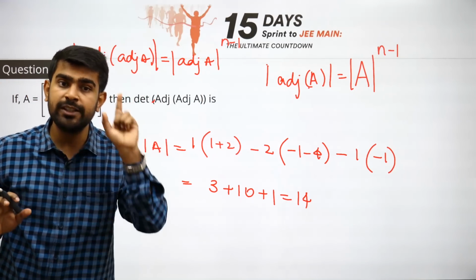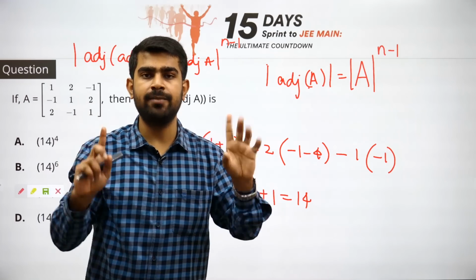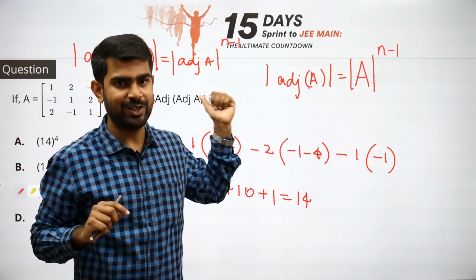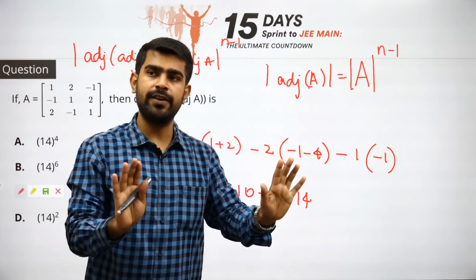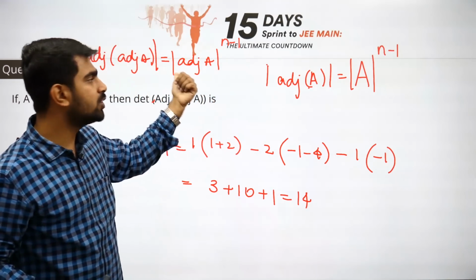But for this, you need to remember one thing. A and adjoint of A will have the same order. That is something we have to know. Otherwise, you cannot do this directly. So A and adjoint of A are going to have the same order. That property I know, and that is why I wrote this result.